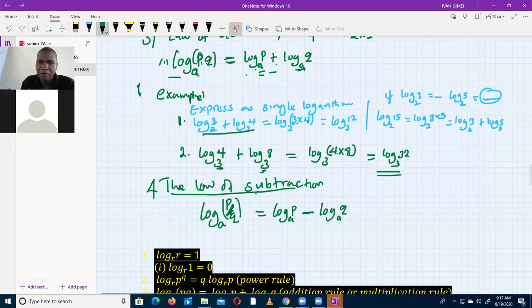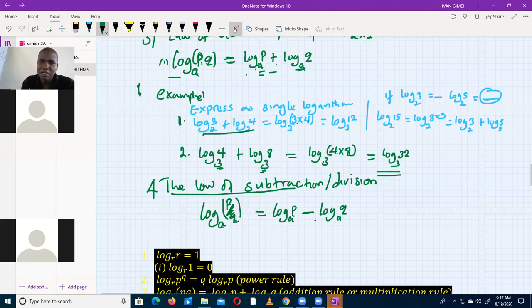Then the law of subtraction. This can be the law of subtraction stroke division, since it applies either way. Now here, when you're dividing, you have log of p divided by q base a. Log of p divided by q base a will be the same as log of p base a minus log of q base a.